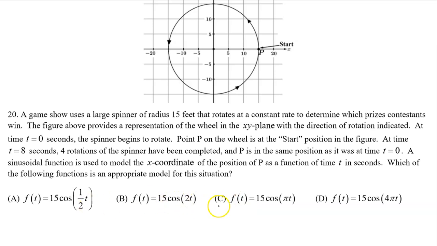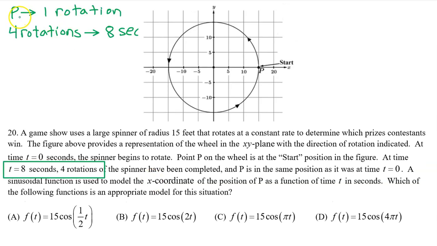To find the b value, first we need the period. The period will be the duration of one rotation, and we are told that 4 rotations take 8 seconds. We can find the duration of one rotation by dividing both sides by 4. One rotation will take 2 seconds, so the period is 2 seconds.